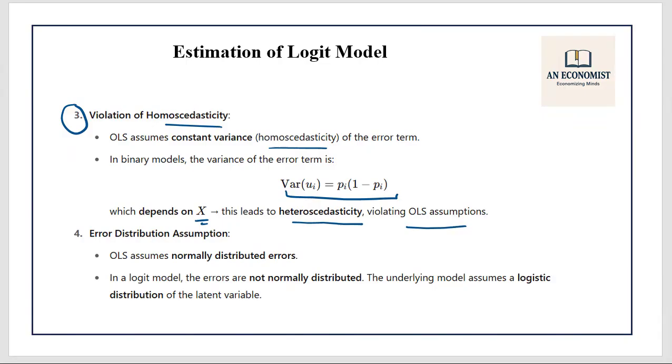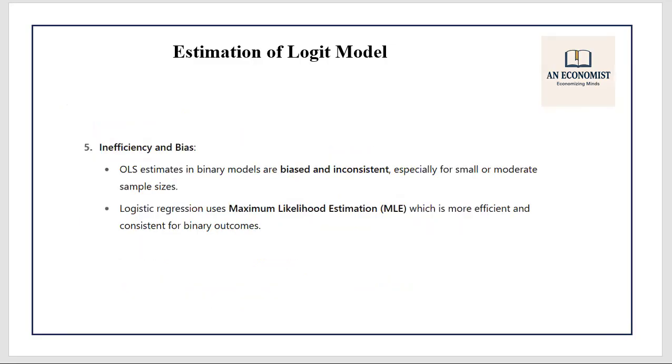This is the third point. The fourth point, this also we have discussed in the previous video, the error term is not normal now. It will be a discrete distribution. OLS assumes that the error terms have to be normally distributed, but in case of the Logit model, errors are not normally distributed, and hence again we cannot use OLS. So the underlying model assumes the logistic distribution of a latent variable, right? So this is the fourth problem, and the final problem will be inefficiency and bias.